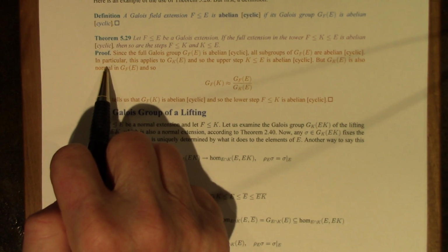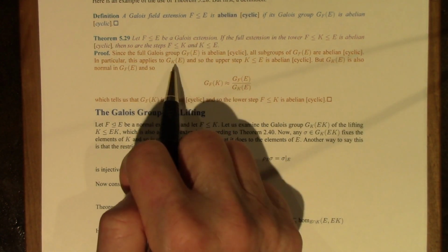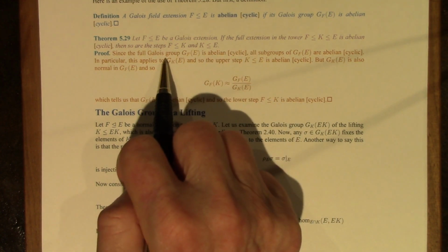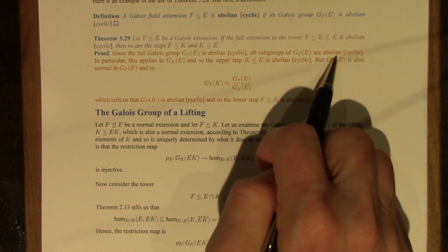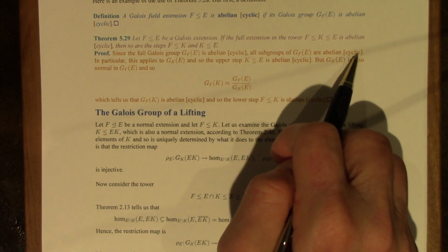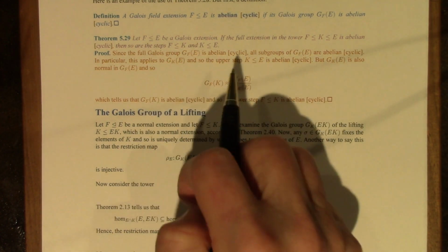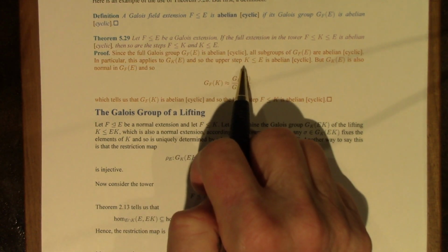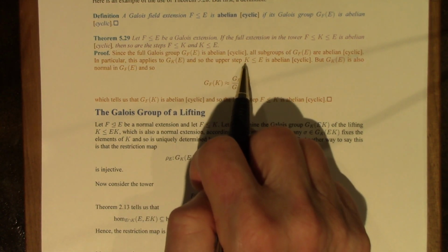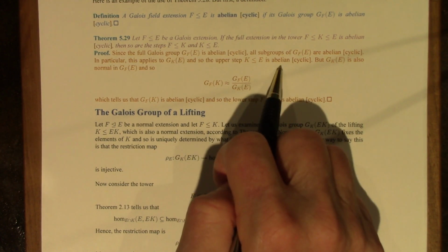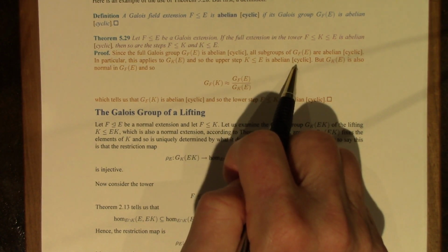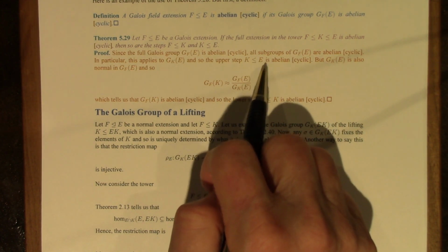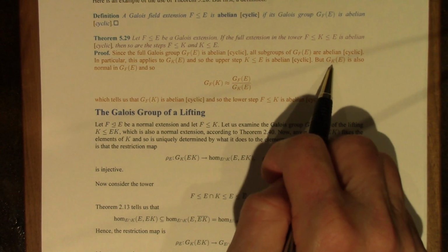In particular, then, this applies to GKE. All subgroups are abelian or cyclic, and so GKE is abelian or cyclic. And that means by definition that the upper step is abelian or cyclic. That's not big news. It's the other part, the lower step.